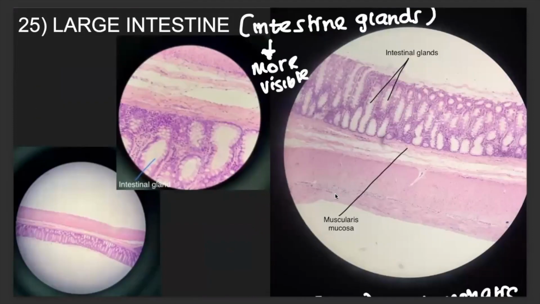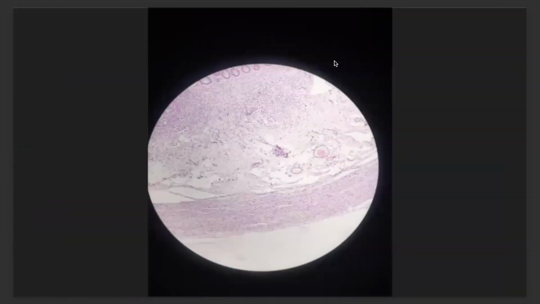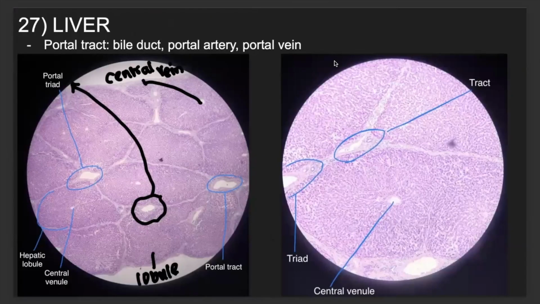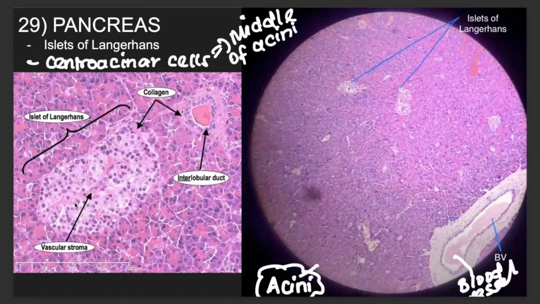Large intestine as well contains intestinal glands. Appendix that has lymphatic follicles. Liver, portal tract, and has bile duct, portal artery, and portal vein. That's the liver circulation. Pancreas contains islets of Langerhans.